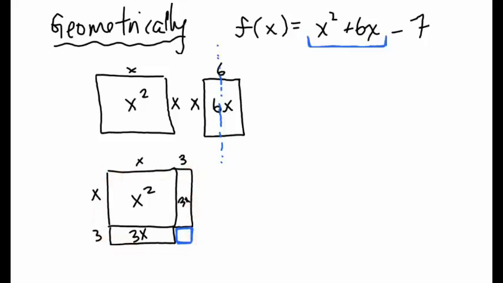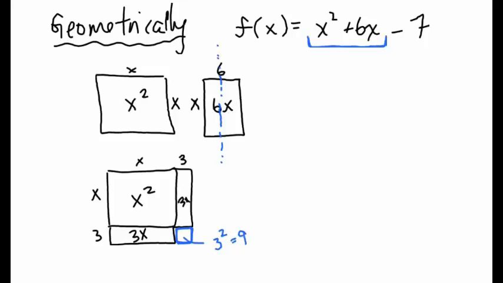Now what is the size of this little square down here? Well, it has side length 3 here and side length 3 here. So the area of this square is 3 times 3, or 3 squared.